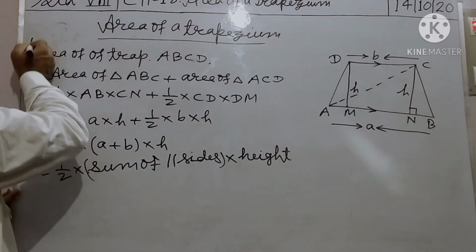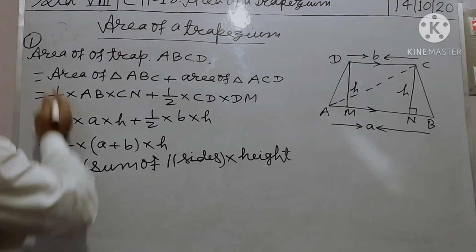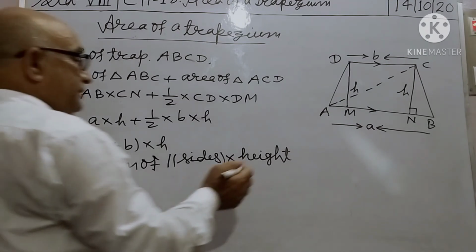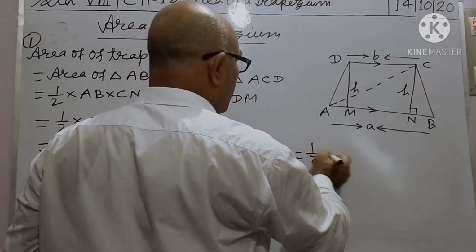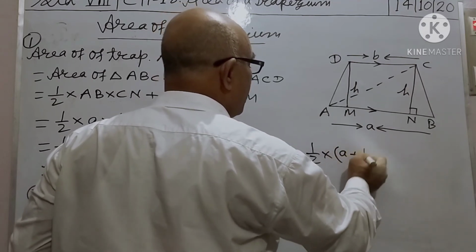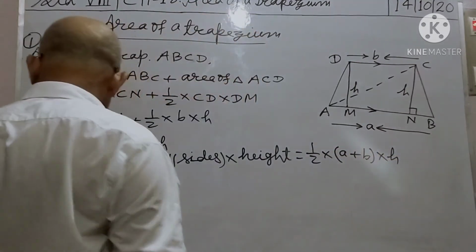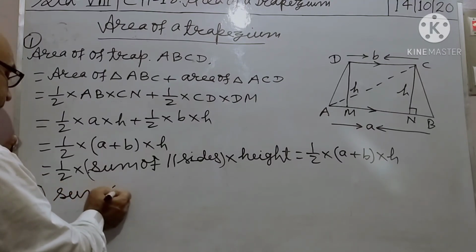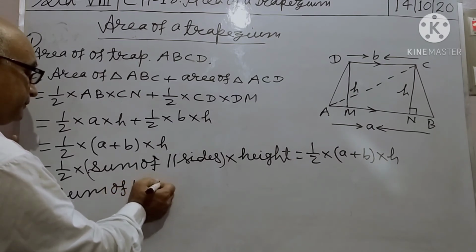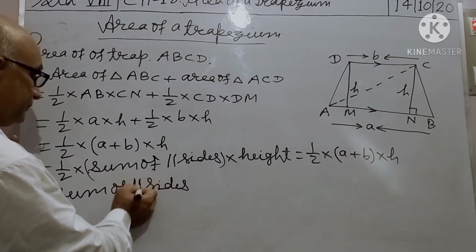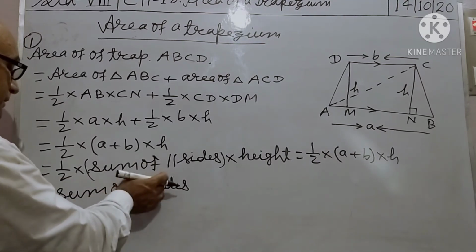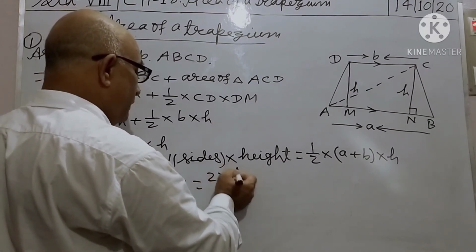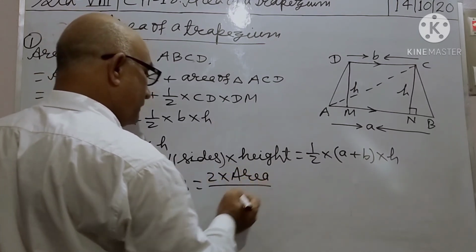Formula number 2: area of trapezium equals 1 by 2 into sum of parallel sides into height. In short form, 1 by 2 into a plus b into h. Next formula: sum of parallel sides equals 2 into area of trapezium by height.